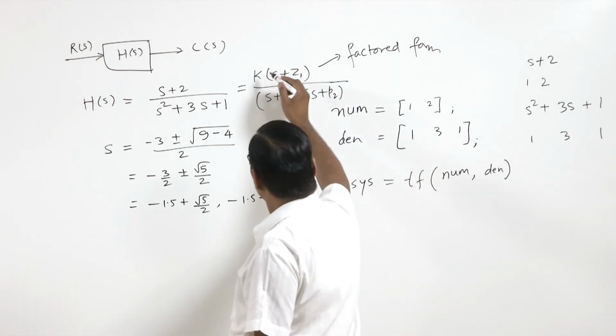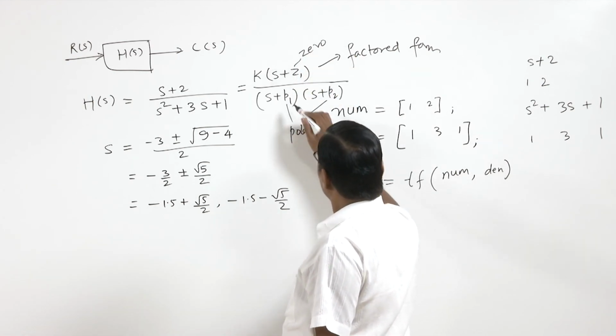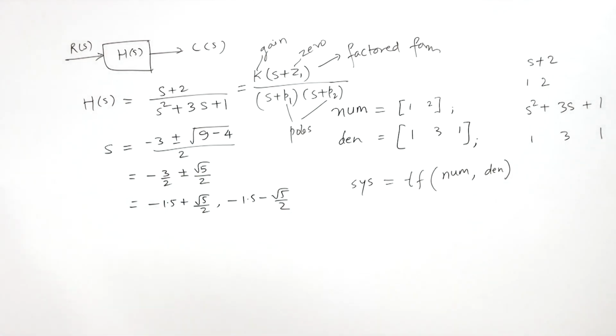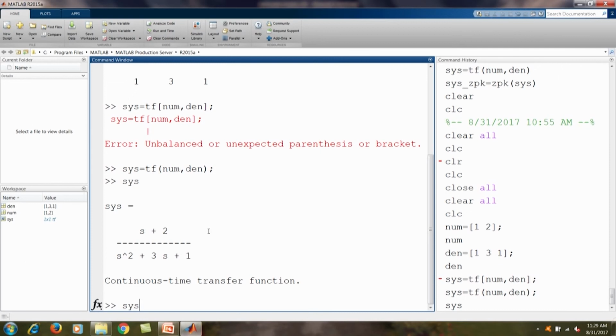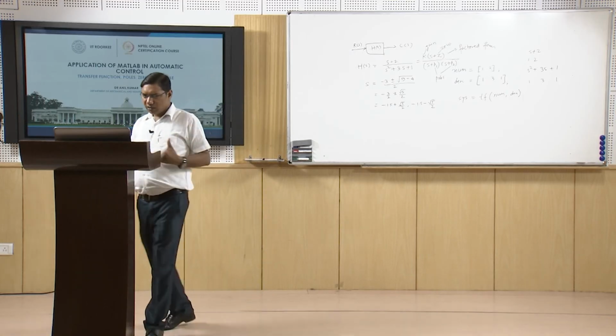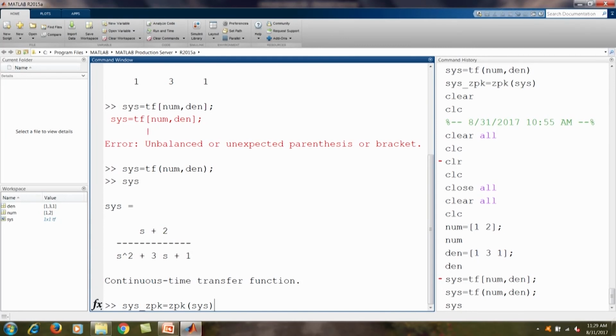So now we say zero, that is z, poles and gain. So we call it ZPK. So here we have to find this sys underscore ZPK equal to. Now this sys is in the transfer function form. We want to convert this into the factored form. So we use the command ZPK on sys. This ZPK command will convert this sys, that is a transfer function, to zero, pole and gain form. That is shown here.